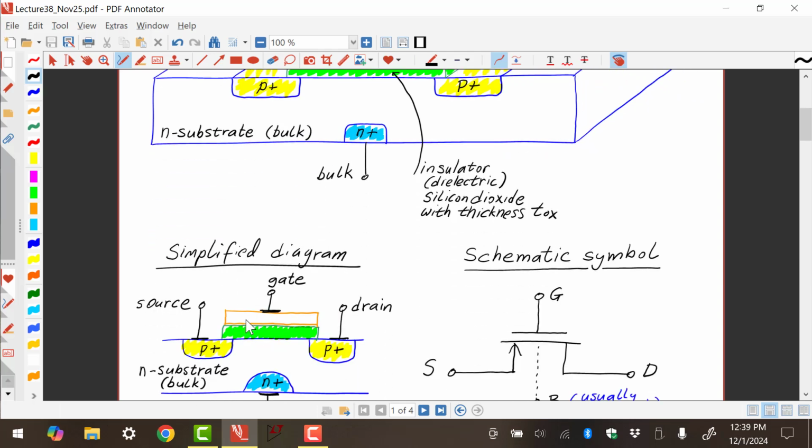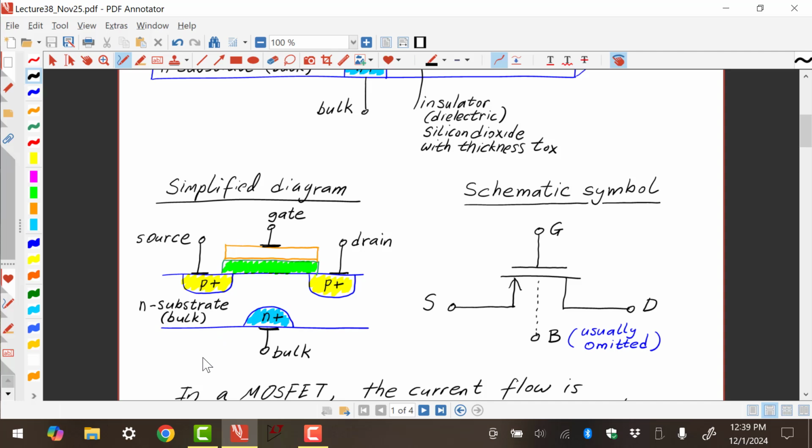And the simplified diagram, a 2D diagram you could say, looks like this. Again, very similar. But on the schematic symbol, you will see that the source terminal has an arrow going in. On the N-channel device, the arrow goes out. The arrow points out of the device on the source terminal. But everything else looks very similar. Typically, as I said, I'm repeating myself, but the bulk terminal is usually omitted. It's not typically shown because we typically deal with the gate, drain, source, as we did with the N-channel.